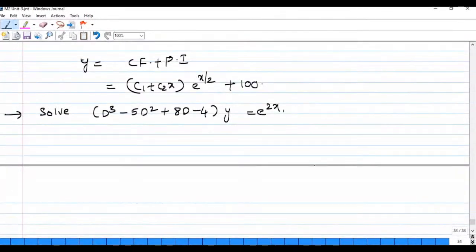Is one satisfying or not? Yes, one is satisfying. Okay, then what are the other roots? 1, minus 5, 8, minus 4.